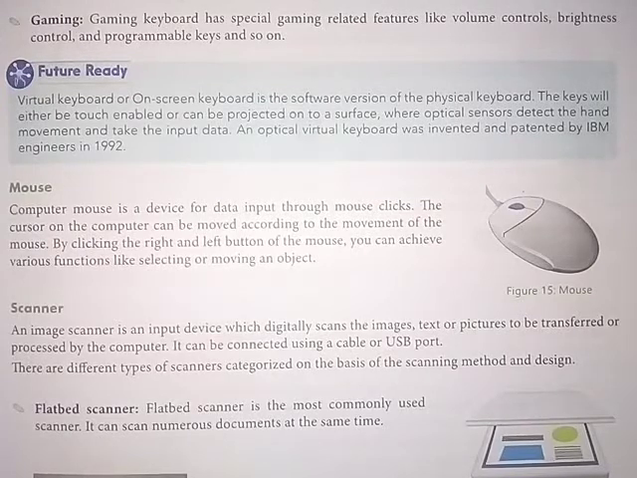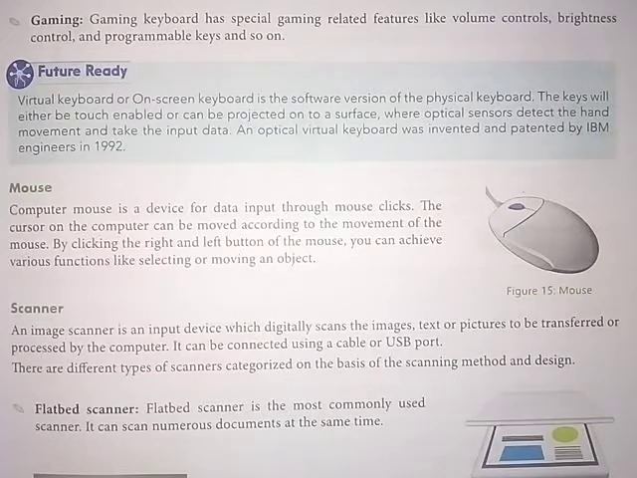The keys will either be touch enabled or can be projected onto a surface where optional sensors detect the hand movement and take the input data. An optical virtual keyboard was invented and patented by IBM engineers in 1992. Mouse. Computer mouse is a device for data input through mouse clicks.